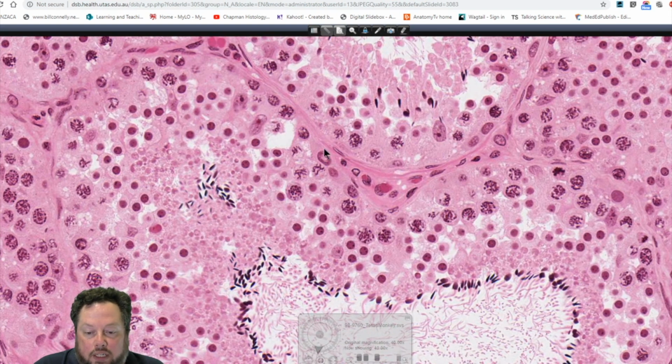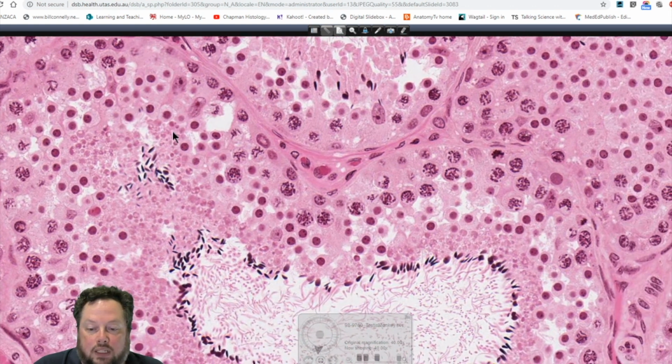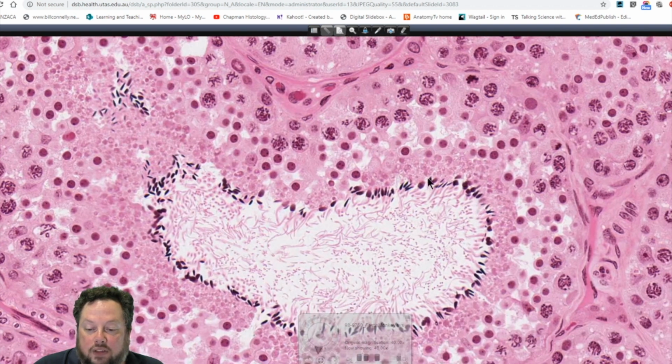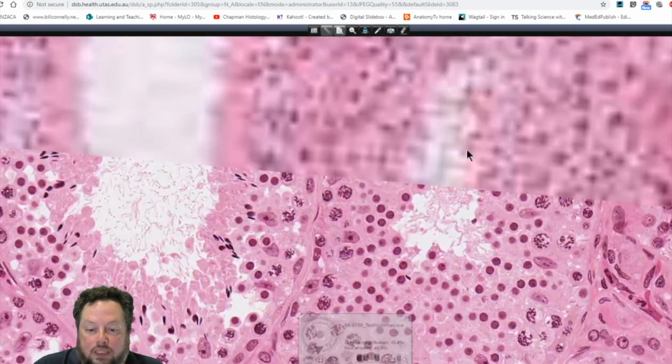We've got our spermatogonia sitting on the basement membrane here. Here's the nucleus of one of our Sertoli cells. Here's another one here. And then we've got our primary spermatocytes with the irregular chromatin. We've got our spermatids, and then we've got our spermatozoa.